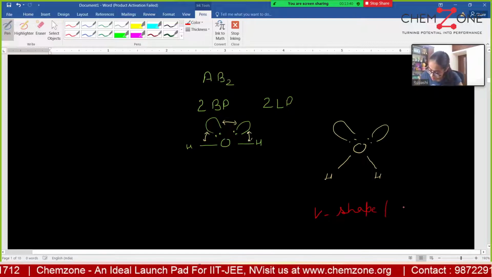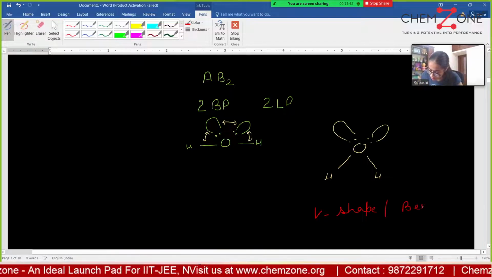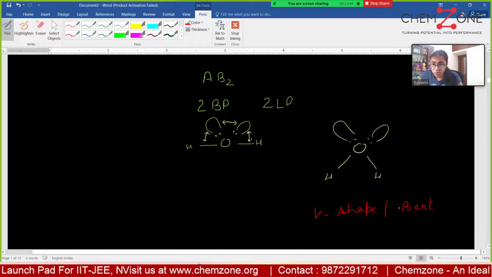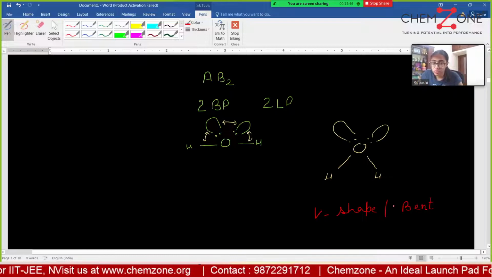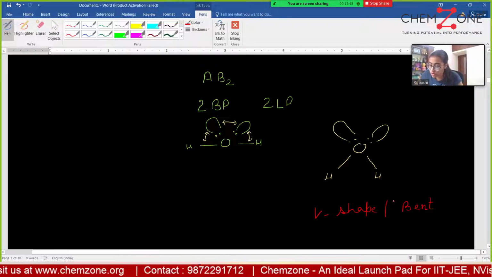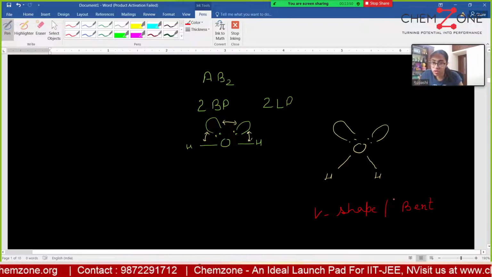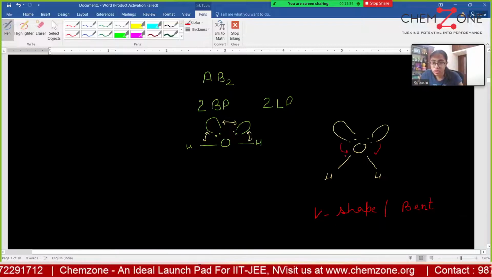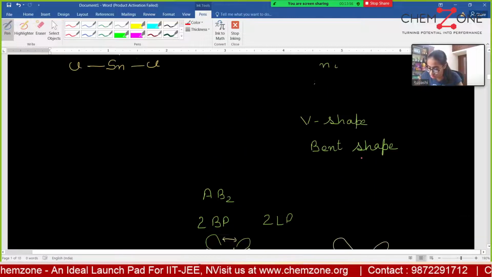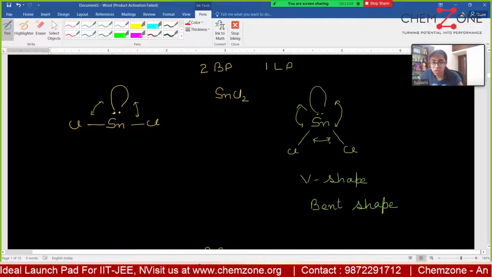Can you tell me, out of SnCl2 and water, which will have a smaller bond angle? The H2O, because there's more repulsion between lone pair and lone pair. There are two lone pairs which are repelling the bond pair. But in the case of SnCl2, I have only one lone pair that is repelling here.